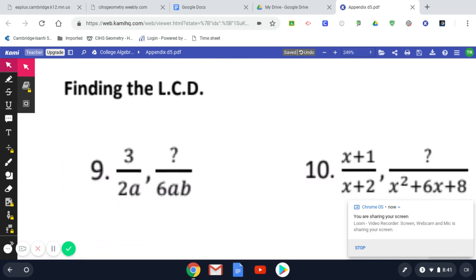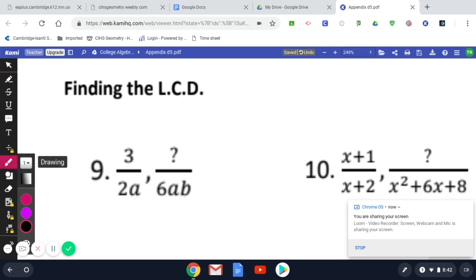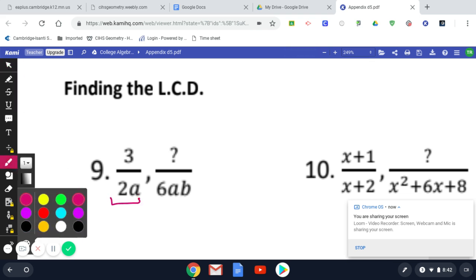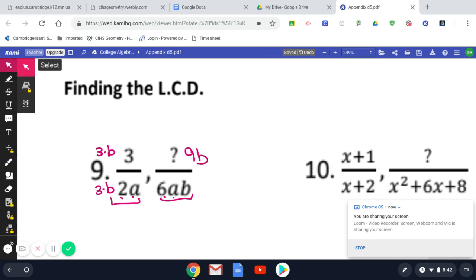Next, we want to find the least common denominator. Remember, the least common denominator is going to be the first multiple that they have in common. So if this is what I had, and I wanted to change it to this, what do I have to do to get 2a to become 6ab? Well, I have to multiply it by 3, and I have to multiply it by b. The point of this is to realize that whatever you do to the bottom, you have to do to the top. So we're just reviewing old rules. Then this would become 9b over 6ab.